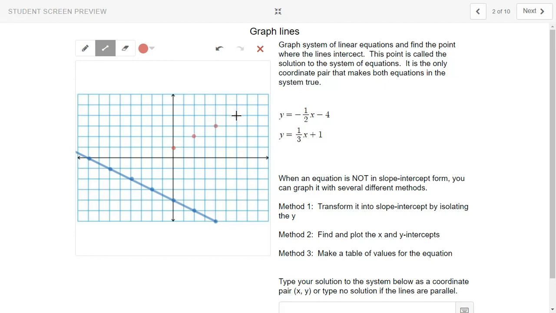Now, this doesn't help me because I'm not going in the direction of the blue line. So let's follow that backwards. Down and left.